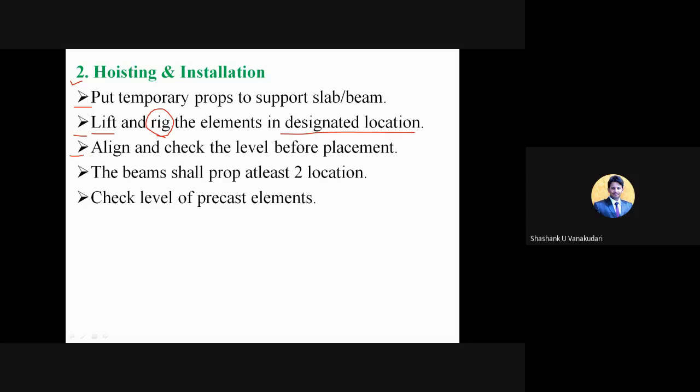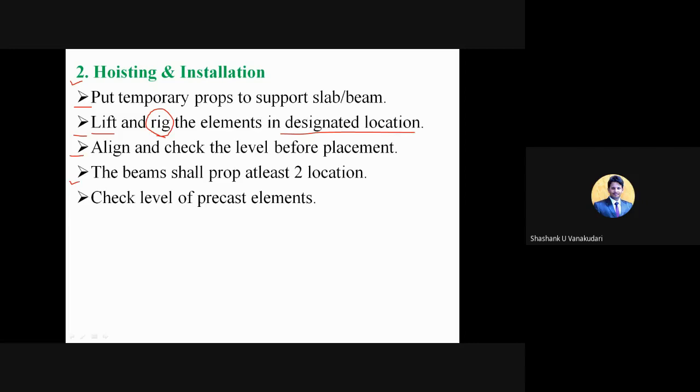Before placing that one to the required locations, we need to check the levels as well as the alignment of those structural members by using various checking instruments like plumb bobs and all, and even by using the level tools. So once the levels are matched, they can fix that one to the required locations. So before the final installation process, we should check the proper alignment of those structural elements.